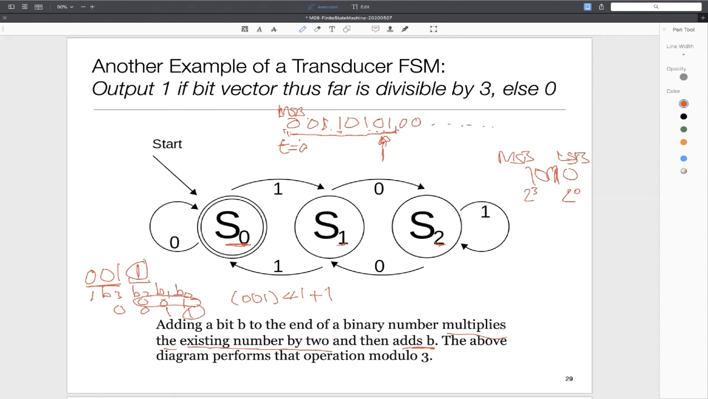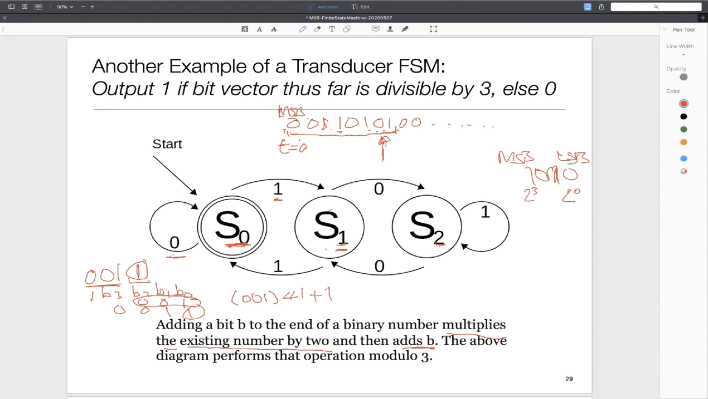If I have, let's say, the number 21, if I multiply 21 by 2, I get 42, and I got the 0 bit, so 42 plus 0 is 42, still divisible by 3. So if the number thus far was divisible by 3, then getting a 0 will keep it divisible by 3, and getting a 1 would give it a remainder of 1. So I will move to state S1.